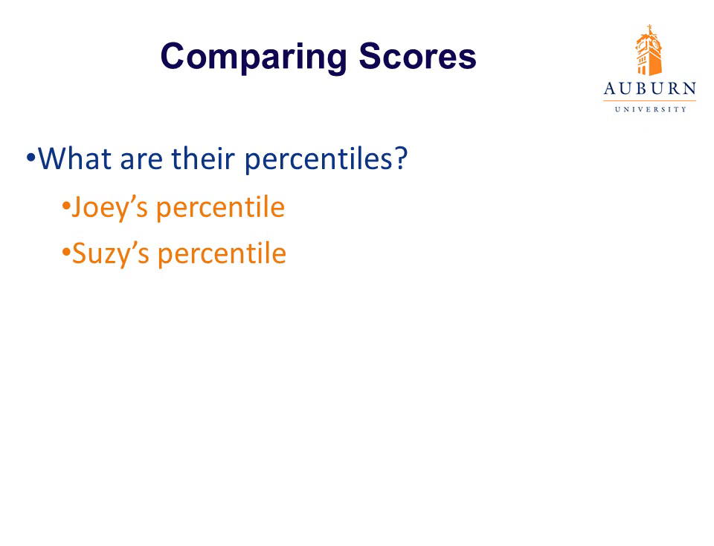So again, using the table and what you learned from the last segment of this lecture, go ahead and calculate the percentiles for Joey and Susie. Go ahead and pause the video and calculate their percentiles.